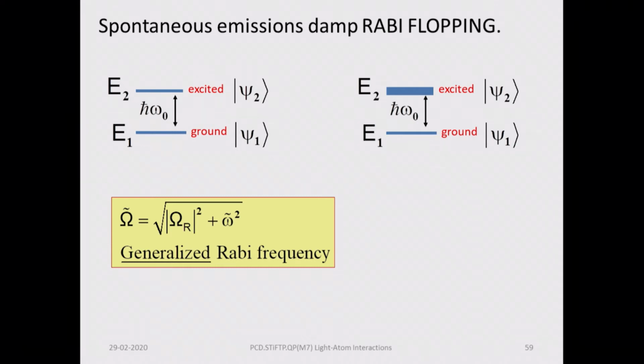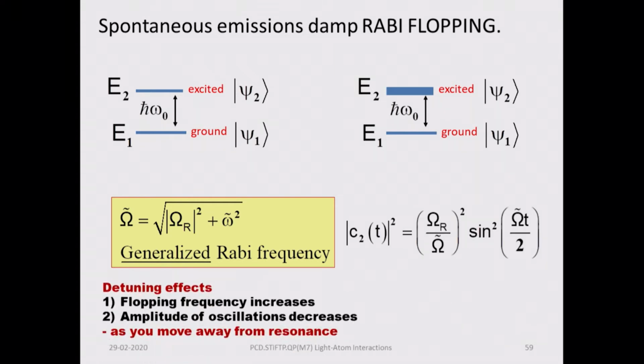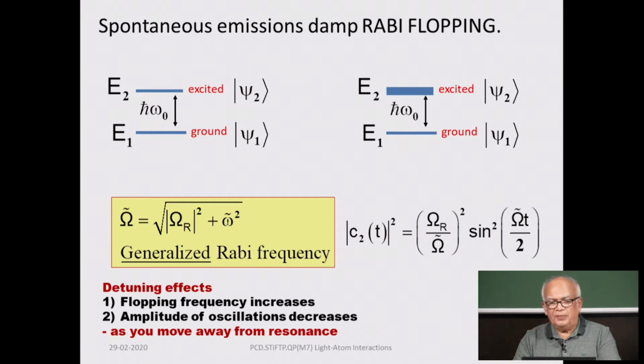In the Rabi oscillations, we described the generalized Rabi frequency. You remember that when it was detuned, when it was slightly off the resonance, what the detuning did to Rabi oscillations was that the flopping frequency increased, because it is the square root of the sum of the squares of the Rabi frequency plus the square of the detuning difference. Omega tilde was the difference between the electromagnetic energy and the energy difference between the two states.